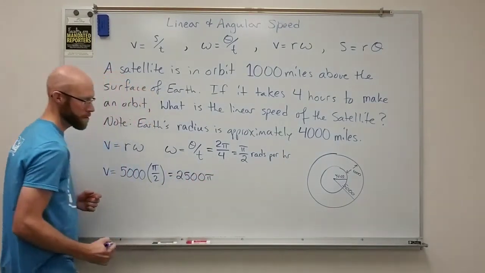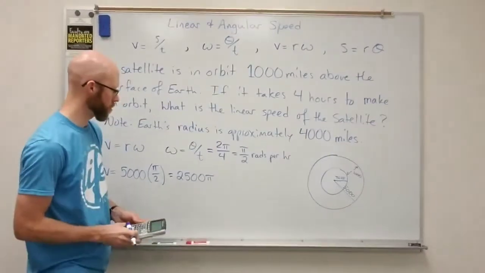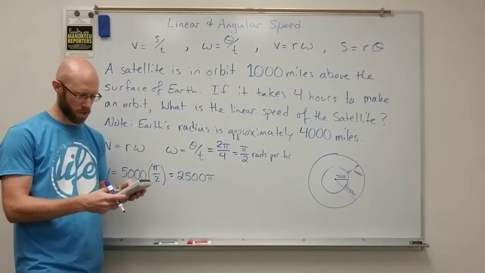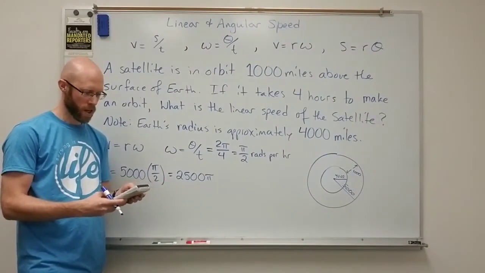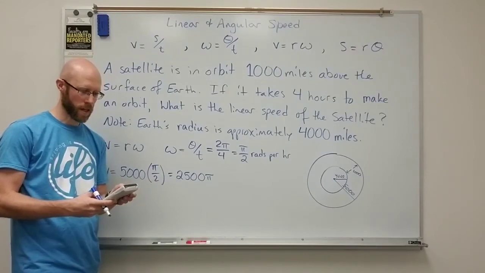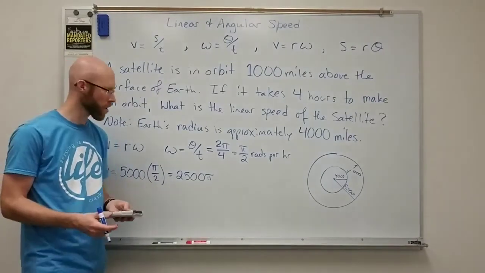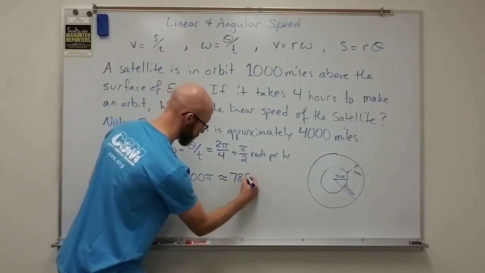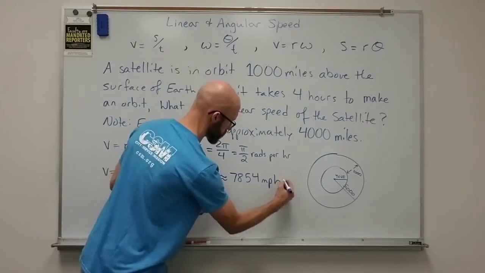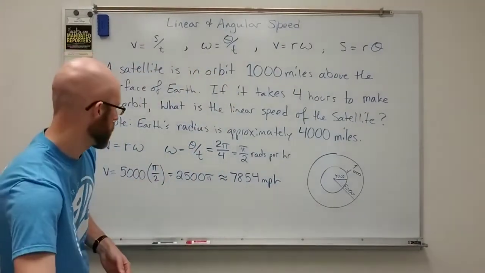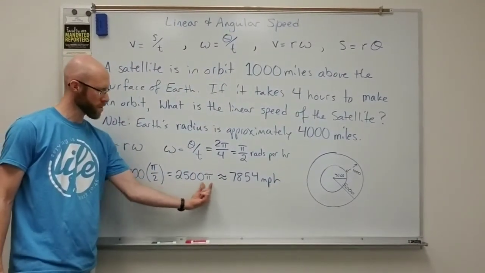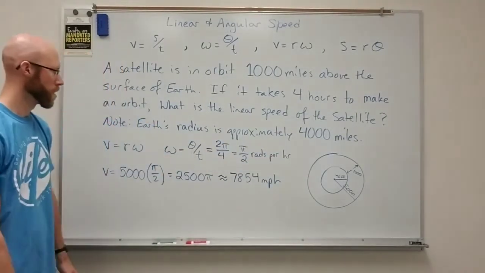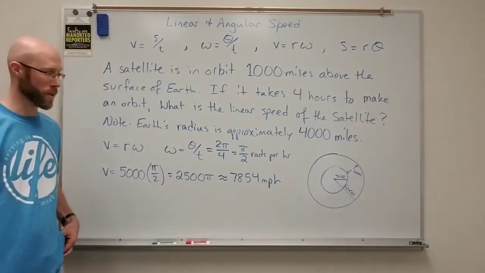2,500 times pi. And of course, if I want to get a better approximation or a better feel for what that number is, I can punch that in to my calculator. And I get about 7,854. So that's approximately 7,854 miles per hour, okay? Because this is in miles, this had hours in part of its unit. So we're going to be in miles per hour at this point.